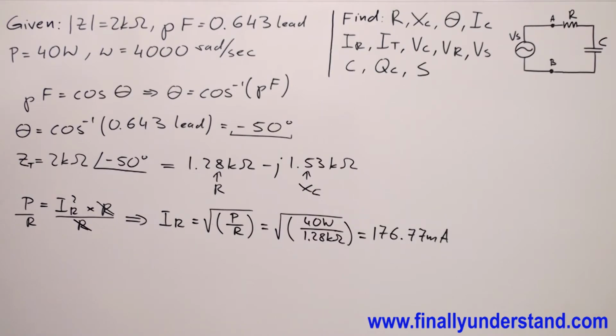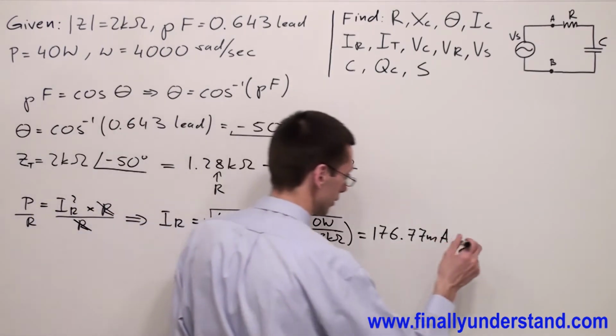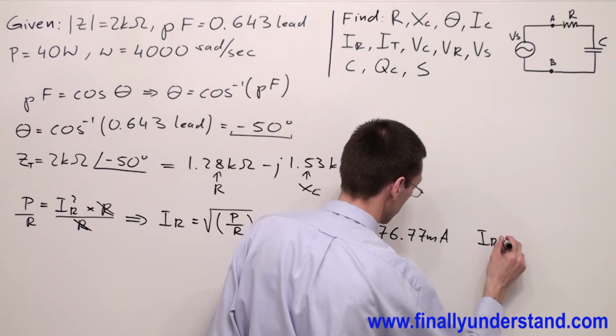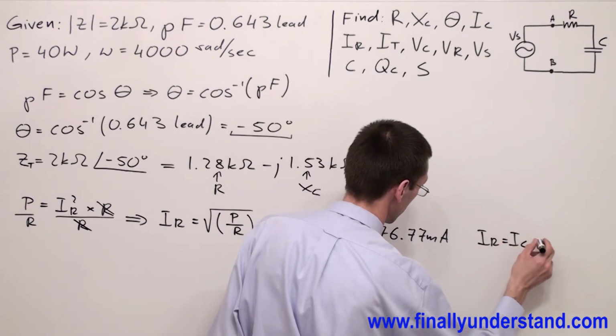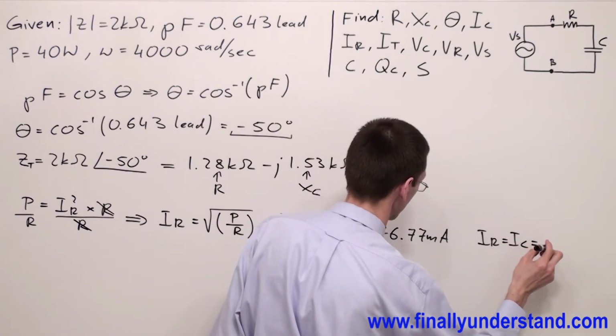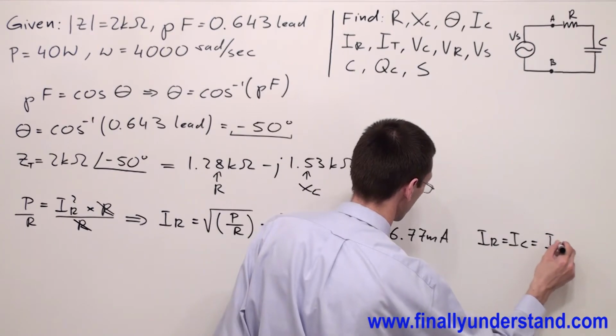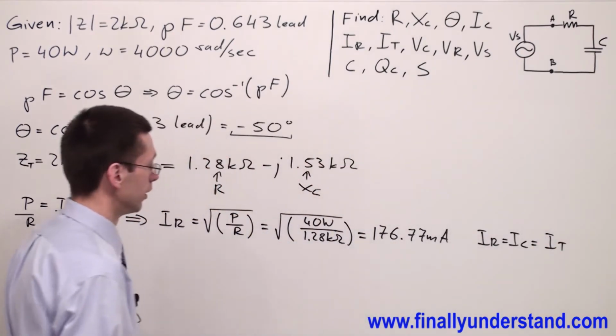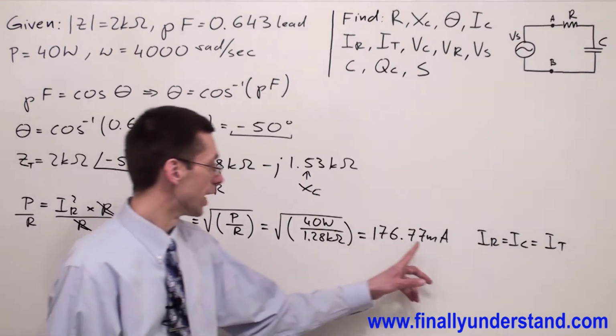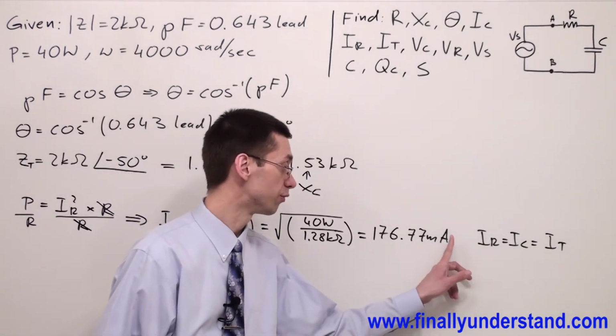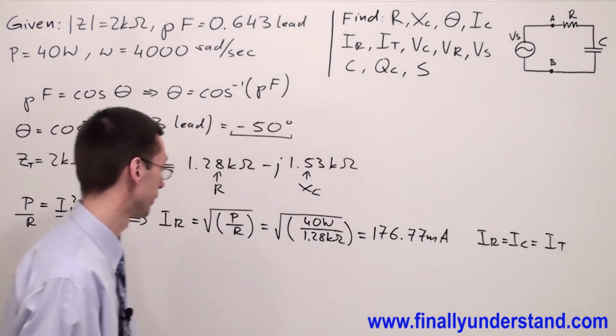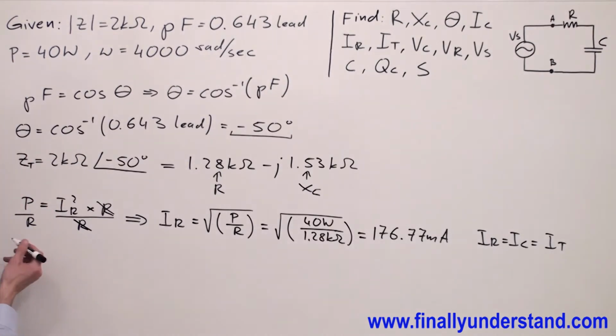You're supposed to realize that I R is equal to I C and also equal to I total. But please notice that we are missing the angle. We have to find what angle we are going to have. You're supposed to realize that current total is equal to the voltage source over Z total.